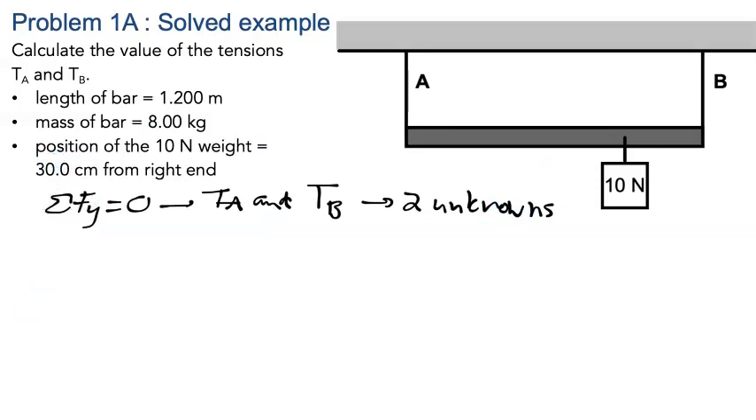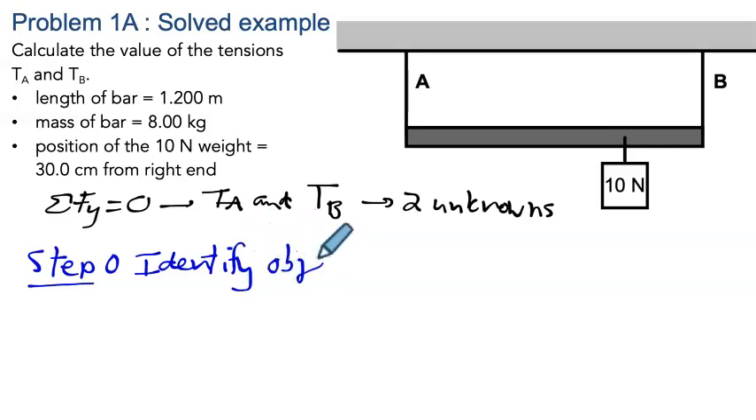So when we want to do this, the first thing, step 0, as my colleague says, is just to identify the object of interest. So what is the object that we're trying to study in here? The object we want is really the bar. So our object is the bar AB. We're trying to find the sum of forces and the sum of torque for that object.